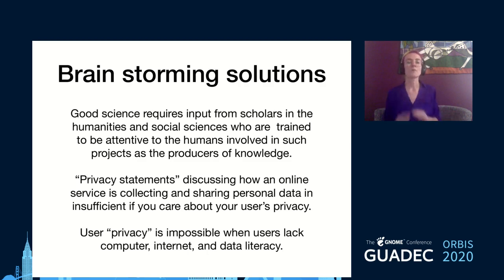The third, privacy statements are basically useless for the everyday user. A privacy statement tells me that something is happening today. I may or may not believe it, but it doesn't give me anything in the way of an education about how data works. Part of what this means is that privacy is impossible when users lack computer, internet, and data literacy. And I think that is something that coders and software engineers and humanists and ecologists can and actually should collaborate on.